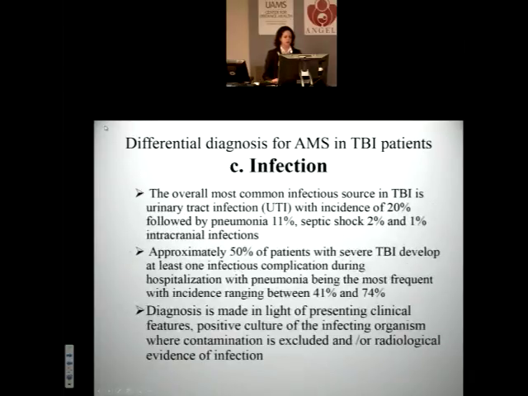The overall most common infection source in the traumatic brain injury population is a urinary tract infection, with an incidence of 20%. This is followed by pneumonia, septic shock, and intracranial infections, which are a little less than 1%. Approximately 50% of patients with severe TBI develop at least one infectious complication while in acute care. Pneumonia is the most common of those, ranging between 41 and 74%. Diagnosis of infection is made in light of presenting clinical factors, positive culture of the infecting organism, or proof of an infection.